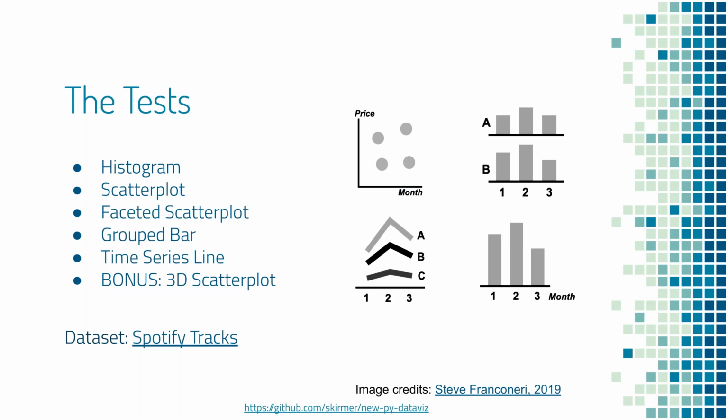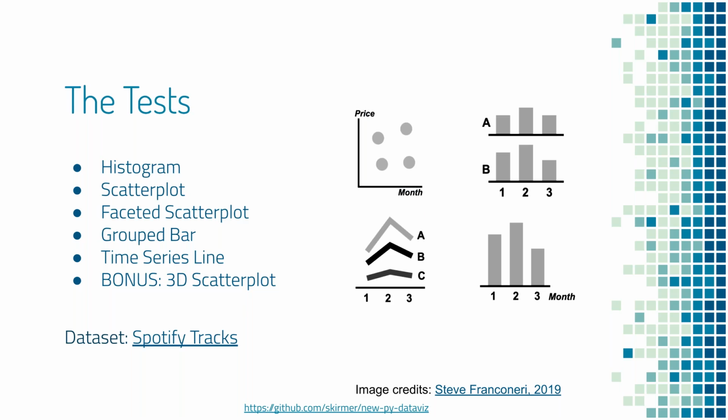Grouped bar tends to be particularly gnarly for some visualization libraries, not so much in terms of generating it, but in terms of labeling the dang thing. And then a time series line. So take time series data, plot it in a line, and then group the lines so that the lines represent different series along the same time series. The 3D scatter plot is kind of an extra bit, which I'll show you a little bit in a moment.